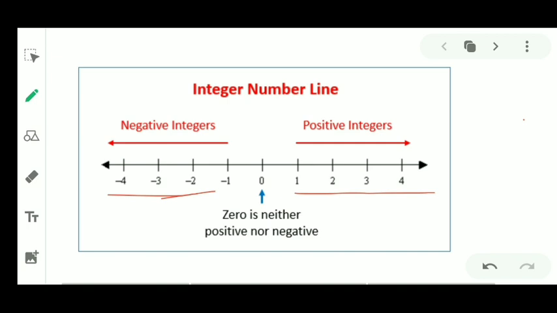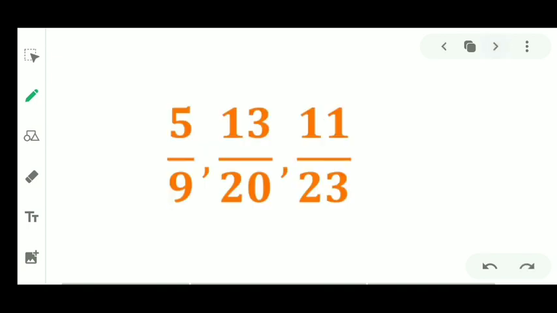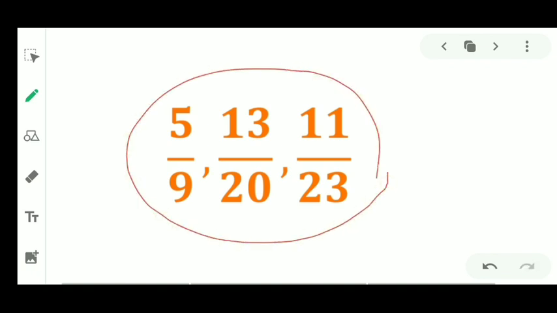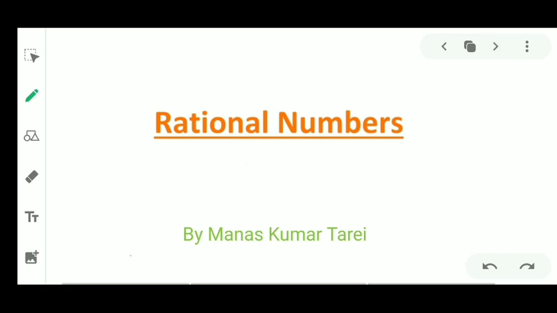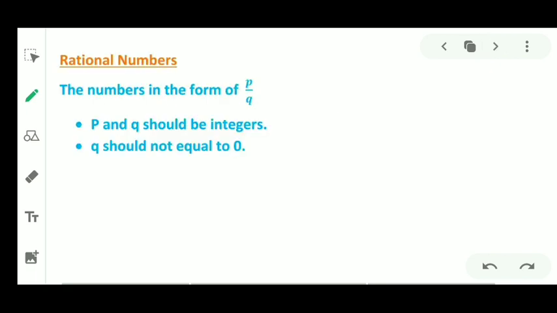But what about the numbers like 5 by 9, 13 by 20, 11 by 23? Do you know what we call such type of numbers? So students, today's topic is rational numbers. Now what is a rational number?